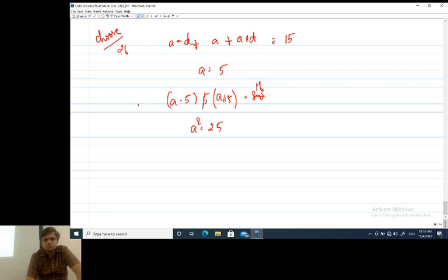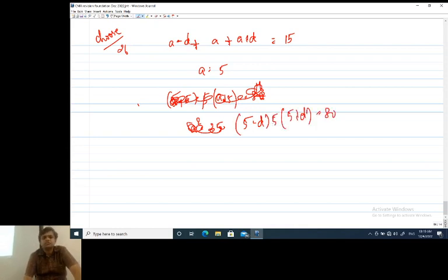5 minus d, 5, 5 plus d, this is equal to 80, yeah, sorry. So it is 16, so 25 minus d squared is going to be 16, minus d squared is what? இந்த பக்கம் எடுத்துட்டு வந்தீங்கன்னா 9, கரெக்டா? Rather minus 9, இது plus ஆயிடும், d will be plus or minus 3.